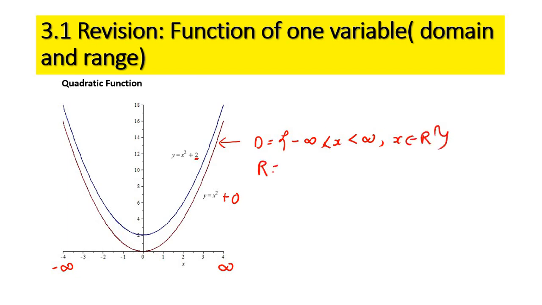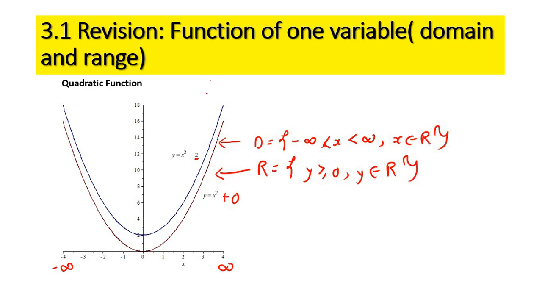Okay, the range for y equal to x squared, you look at the y value. For y equal to x squared, do we have negative value of y or not? No, right? Minimum is y equal to 0. So that's why the range for the graph of y equal to x squared is y greater than or equal to 0, where y is a real number.